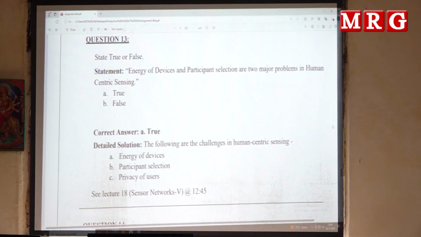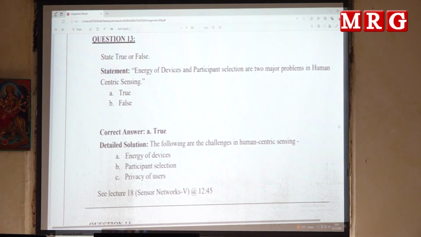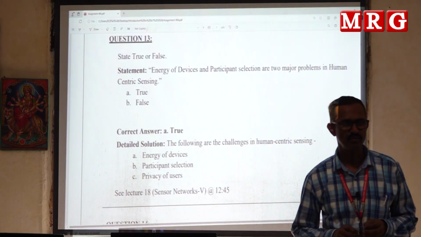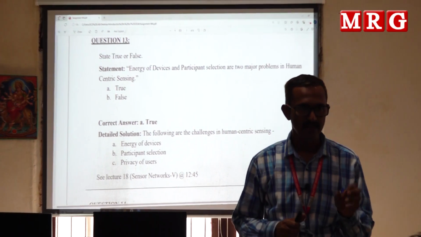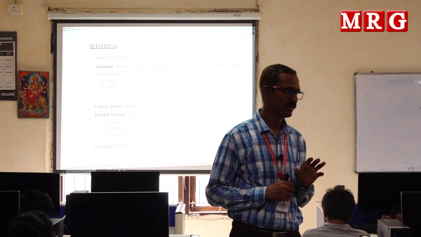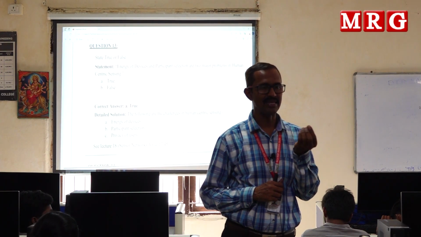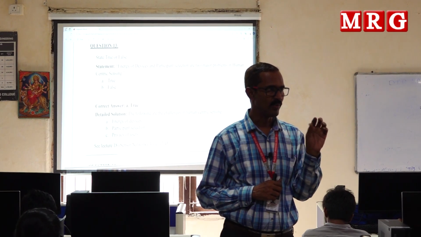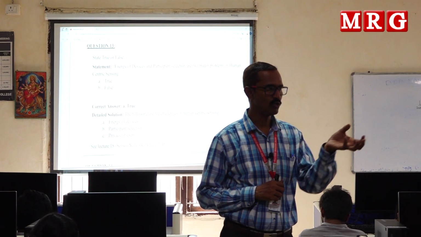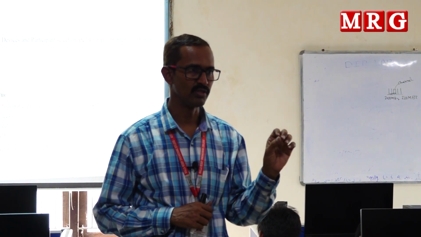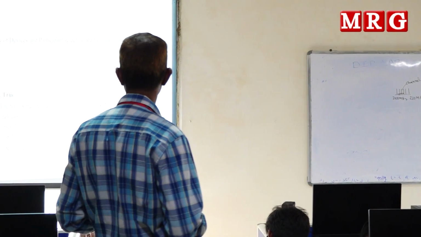Energy of devices and participant selection are two major problems in human centric sensing. Actually, the energy problem is that the power required for our sensors, our sensor networks, is very difficult to supply. They are normally operated by small batteries, button cells, or very low power devices. Battery is the biggest constraint, power supply to the sensor network attached in body area networks. Power is limited. It won't work more than 1 hour, more than 2 hours. Very limited time. So that is the problem.